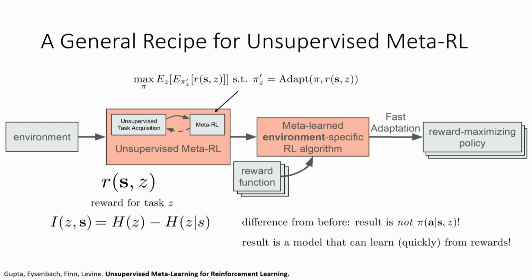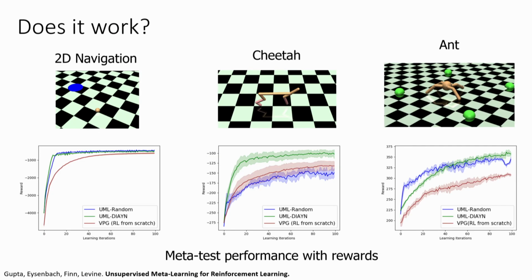The result here is actually a model that can learn quickly from reward. So the final model you get from meta learning is not conditioned on Z. It's actually a model that can use experience with rewards to figure out how to solve a new task, which is actually a pretty significant difference. Short version is that it mostly works. It works better than learning from scratch, at least.